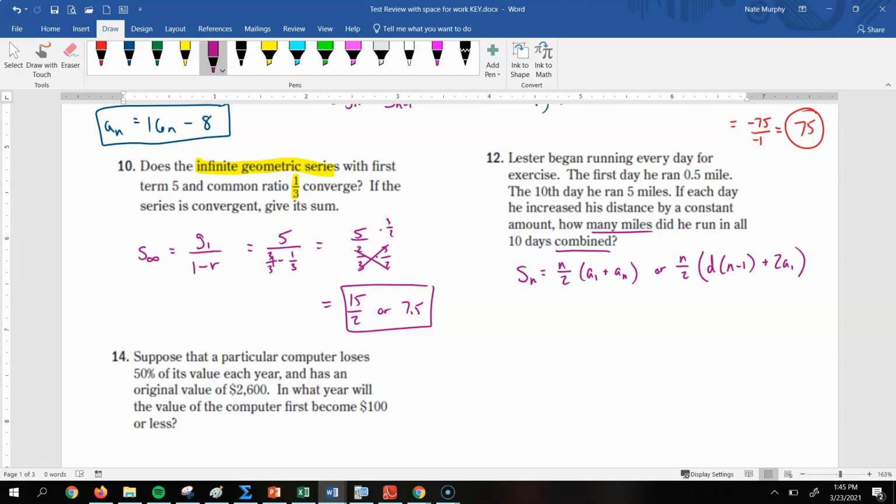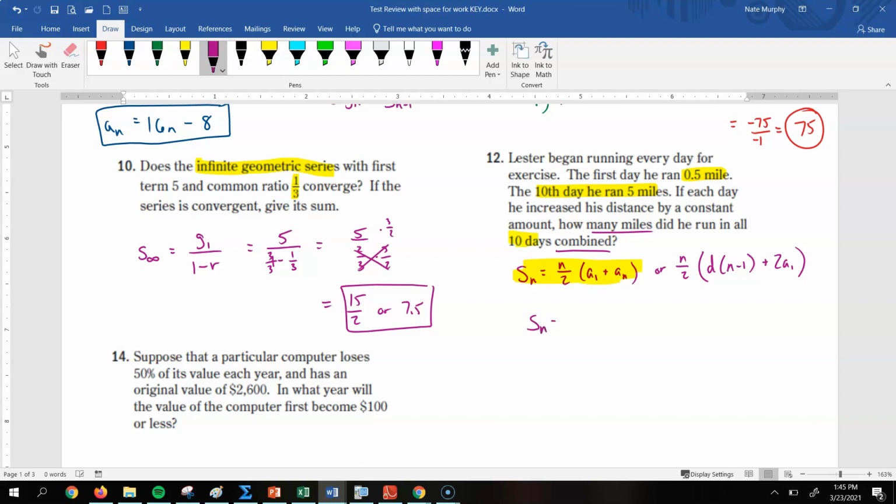So we know that on the first day he ran 0.5 miles. Okay, so that's day 1. On the 10th day he ran 5 miles. And they don't tell us our constant difference there. They just tell us that it is going to be a constant amount. And so we know the first value, we know the last value, and we know it's going to be a total of 10 days. So this is going to be the formula we're going to want to use.